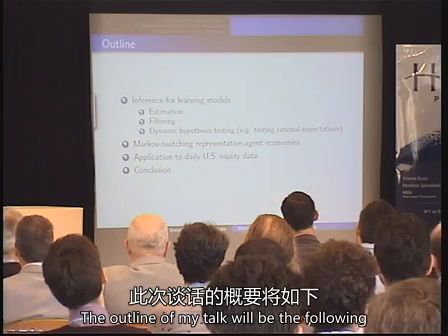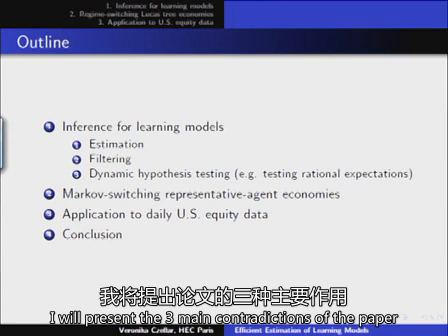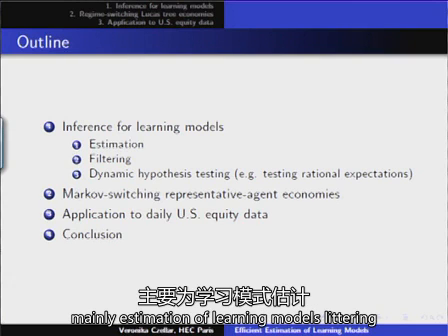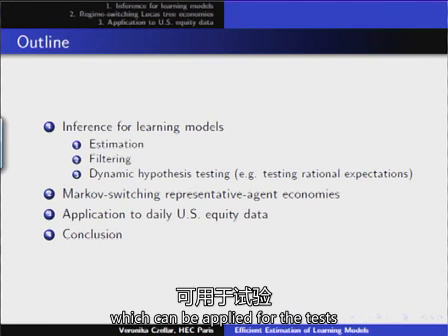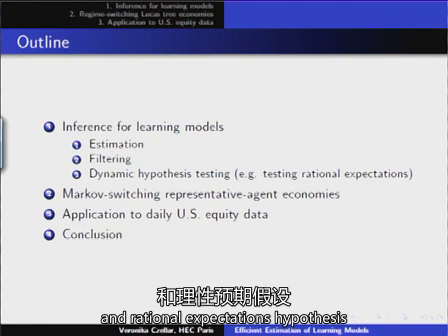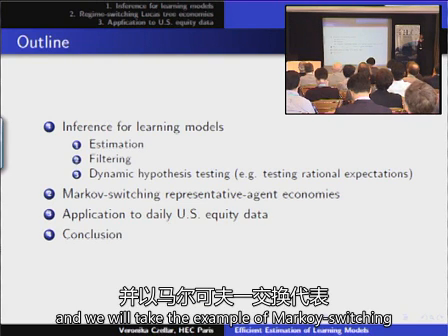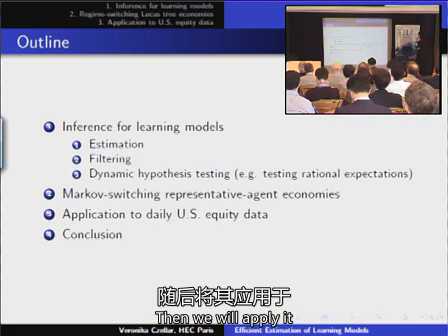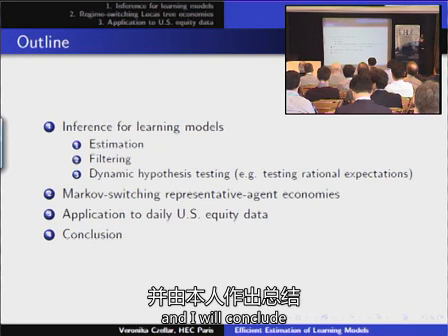The outline of my talk will be the following. I will present the three main contributions of the paper, mainly estimation of learning models, filtering, and the introduction of dynamic hypothesis testing, which can be applied, for example, to test the rational expectations hypothesis. Then we will move to an application. We will take the example of Markov switching representative agent economies, and we will apply it to a long series of daily US equity data. And I will conclude.